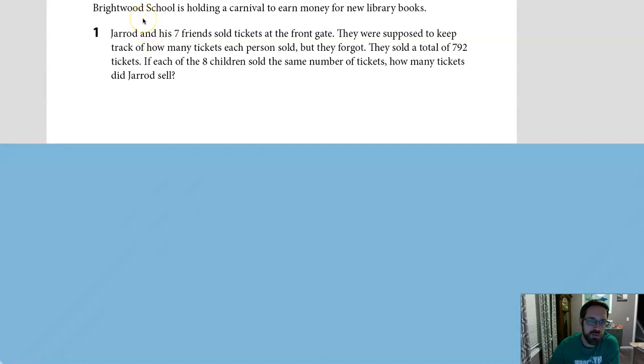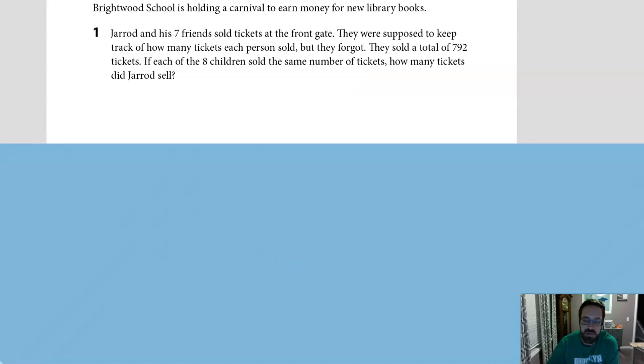It says Brightwood School is holding a carnival to earn money for new library books. Jared and his 7 friends sold tickets at the front gate. They were supposed to keep track of how many tickets each person sold, but they forgot. They sold a total of 792 tickets. If each of the 8 children sold the same number of tickets, how many tickets did Jared sell?